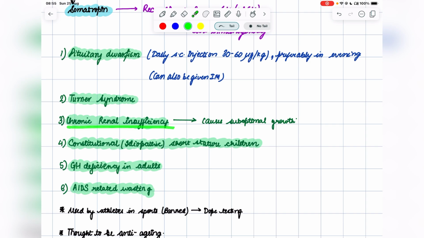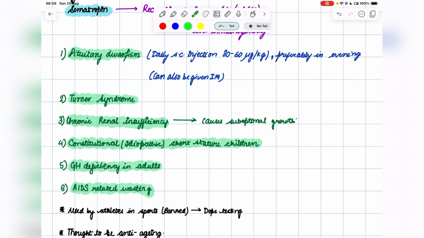Chronic renal insufficiency, it is a proven fact that when there is chronic renal insufficiency, it causes suboptimal growth, so that can get better by giving somatropin. Constitutional short stature children, that means idiopathically they are short stature, we don't know the cause of the short stature, so in that it can be helpful. Growth hormone deficiency in adults, which we just discussed, that it's kind of rare, but if it's there, somatropin can help. And the age related wasting. So these 6 points you need to understand.